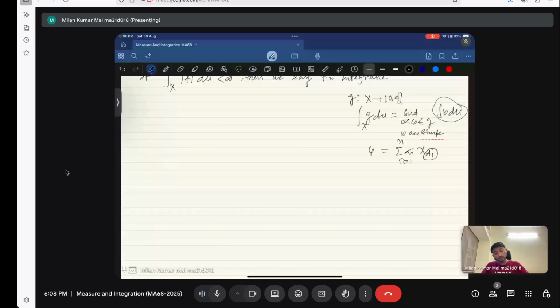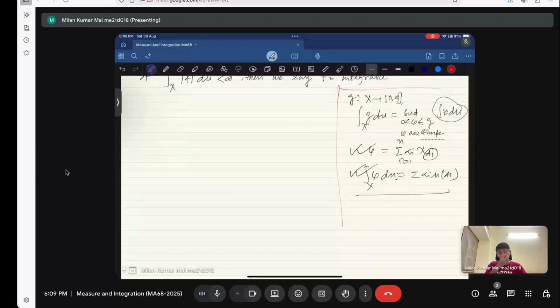A function phi is said to be simple if it is written this way: phi equals the summation of alpha i times the characteristic function of A i. Here the A i are measurable sets. Then the simple function is said to be measurable, and for a simple measurable function the integration is defined this way.